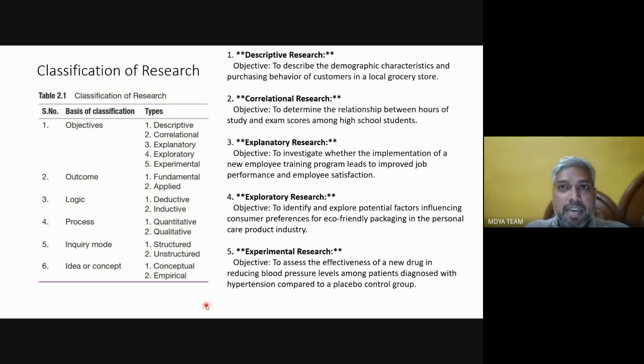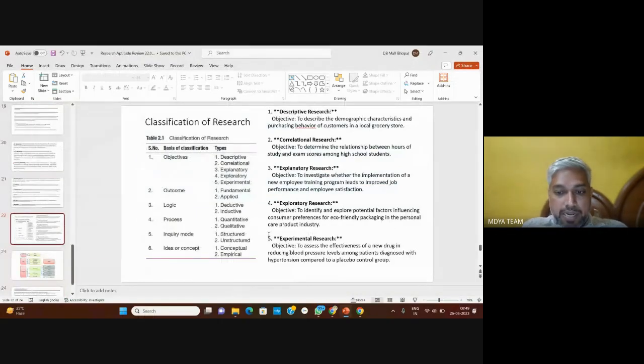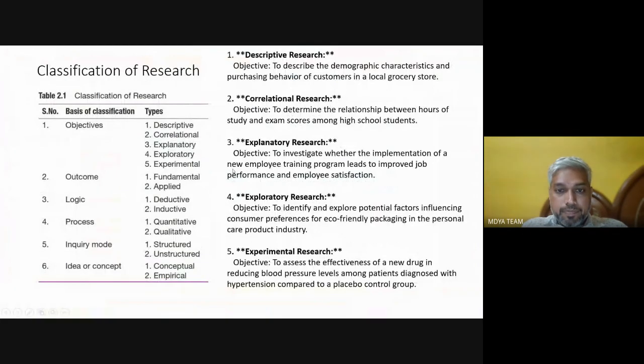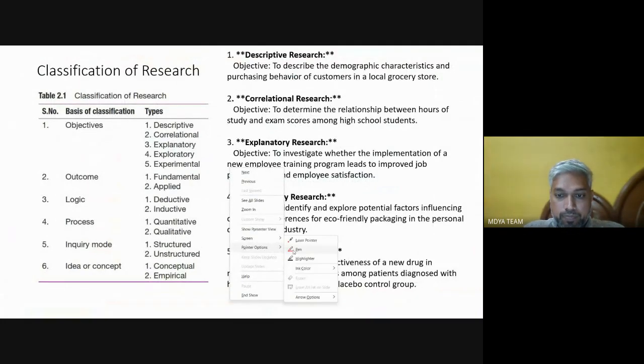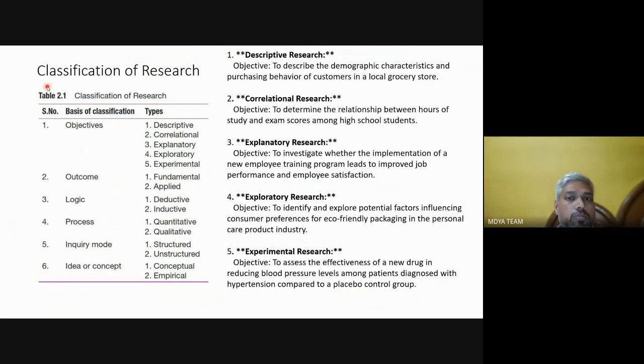So we have completed characteristics, and now we are moving toward the classification of research. Here it is very important to understand classification. So first, the classification: how is research classified? Research is classified on the basis of objective, outcome, logic, process, inquiry, and idea or concept.